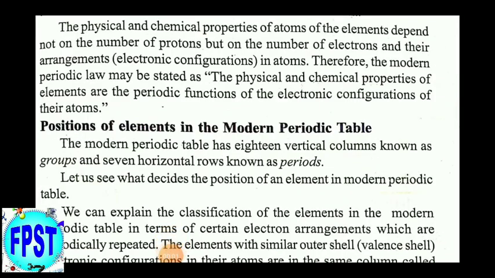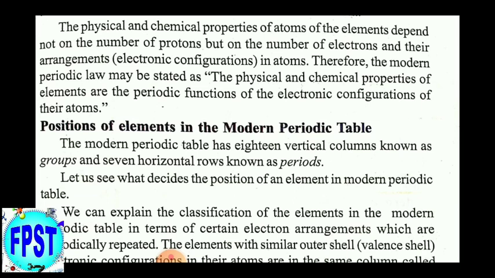The elements with similar properties come in the vertical columns of the modern periodic table. They have similar properties. That's why they are called groups, because the classification of the elements is made to put elements with similar properties into a group. That's why these columns are called the groups.